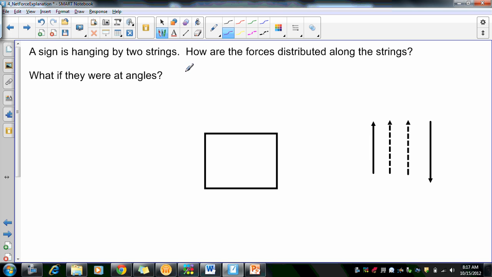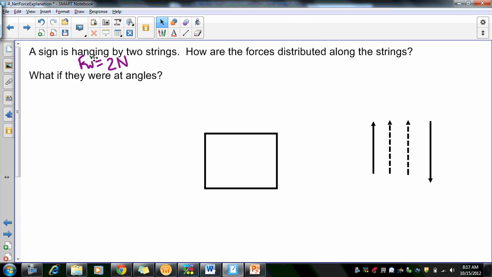So this is the classic sign hanging by strings. Now we're really only going to talk about this conceptually, so don't worry about having to solve anything. So no worries. So again, we have our box, and let's say we have a weight. So why don't I write that in? So a weight of 2 newtons. So a very light sign.